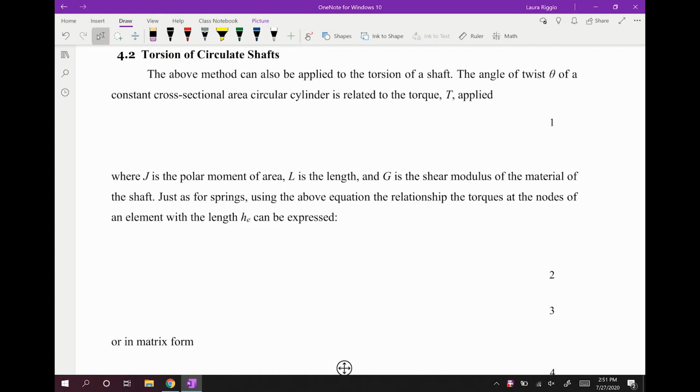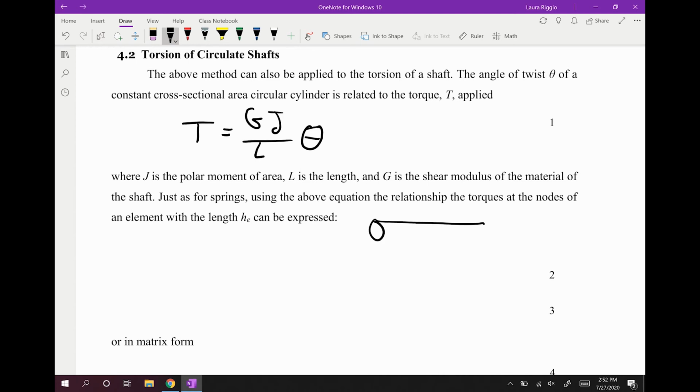In this lecture, we're going to look at how to solve a discrete system that involves a torsion of a shaft. It's very similar to how we did it for springs and the elongation of bars. So the angle of twist of a constant cross-sectional area cylinder is related to our torque. So our torque is our shear modulus times our polar moment of inertia divided by our length times our twist angle theta. Just as we did for springs and bars, we can make a relationship between the two ends.